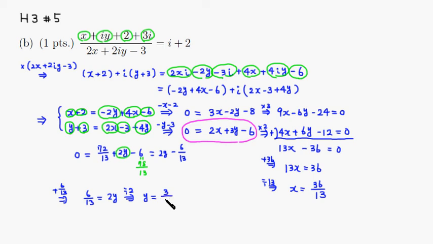So therefore, the answer is x comma y. The x value we found to be 36 over 13, and the y value to be 3 over 13. Alright, that's it. I hope that this was clear.